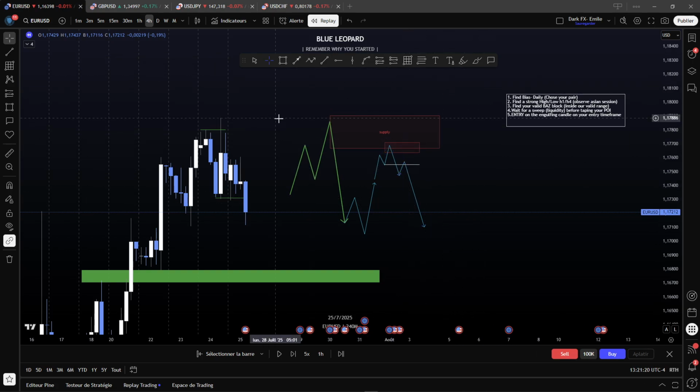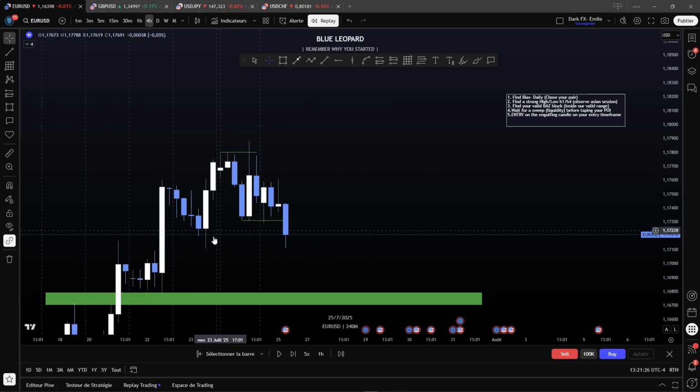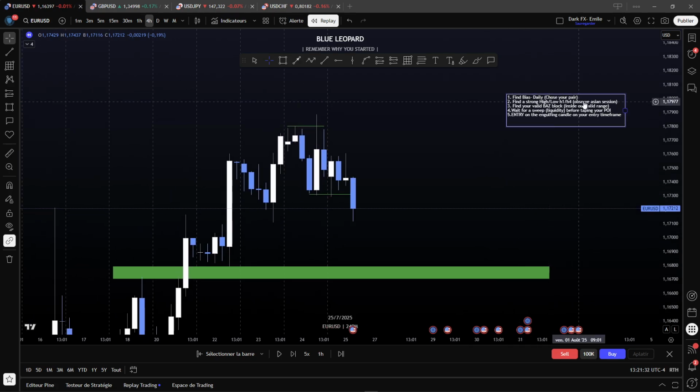Okay, so we need to find a strong high on H4, and I think we did here, because we see how price closed bearish here. And after finding the strong high, what do we need to do? We need to find a valid BAZ block inside our valid range. So now we need to drop to M15.